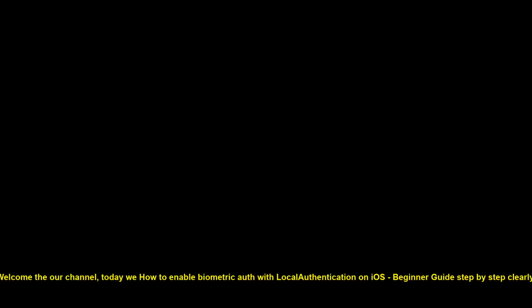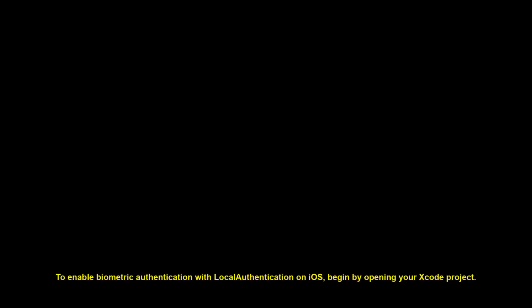To enable biometric authentication with Local Authentication on iOS, begin by opening your Xcode project. Make sure your project targets iOS 8.0 or later. Go to your view controller file where you want to implement the biometric authentication. Import the Local Authentication framework at the top of your file by adding import LocalAuthentication.